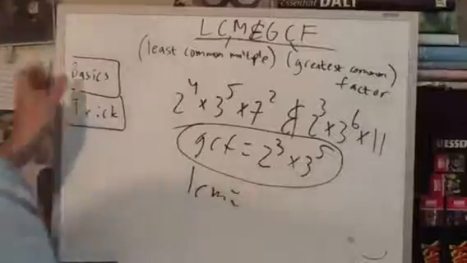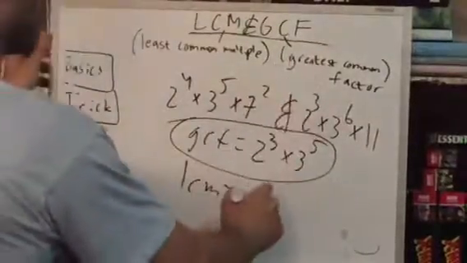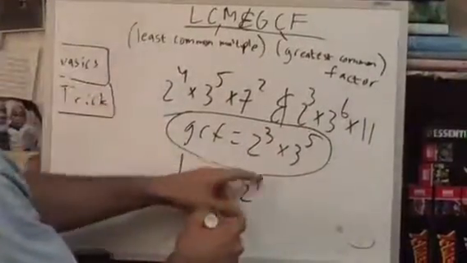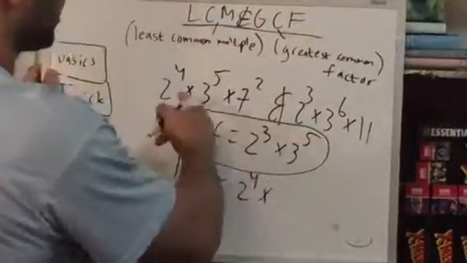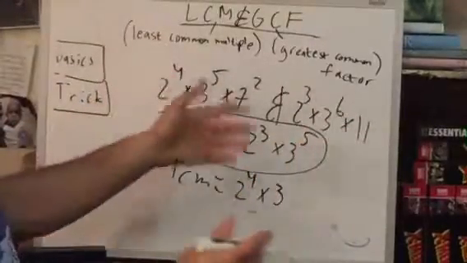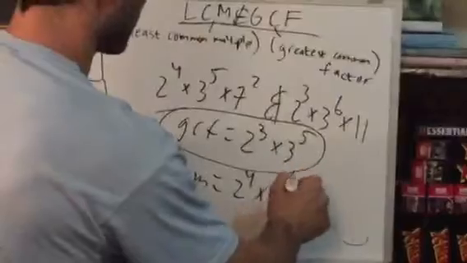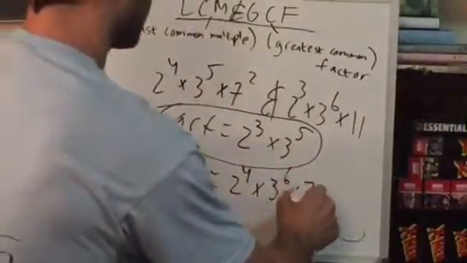The LCM. Do I see at least a 2 over here? Yes, I do. What's the maximum? 4. So I need at least 4 2's to accommodate this number. Now, do I see any 3's? Yes. They don't both have to have 3's. At least one of them has to have a 3. So what's the maximum power? We choose the 6. Now, any other prime numbers? Yes, we see a 7.